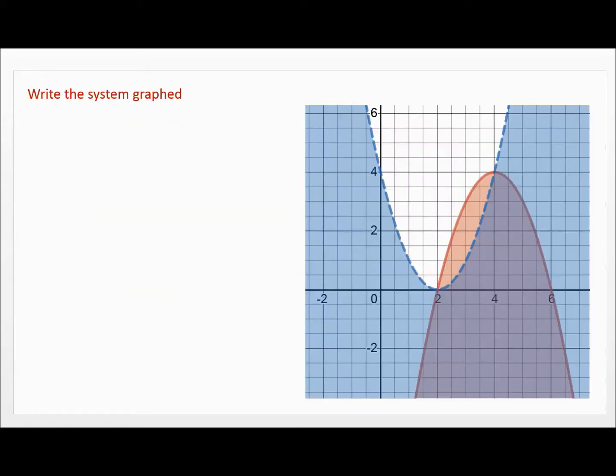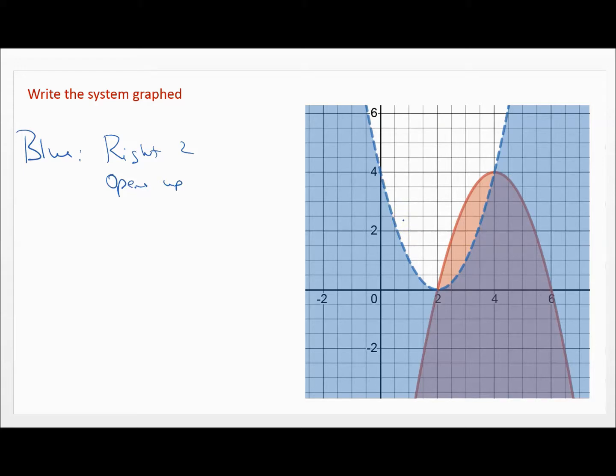Okay, I've got 2 more of these systems problems for you, and then we will call this video complete. Now let's look at the blue first. Let's look at our parabola. How would you describe that parabola in the blue? I would describe it as a parabola shifted right 2, so notice that's 2, and it opens upward. You agree with that? And of course it's dashed.